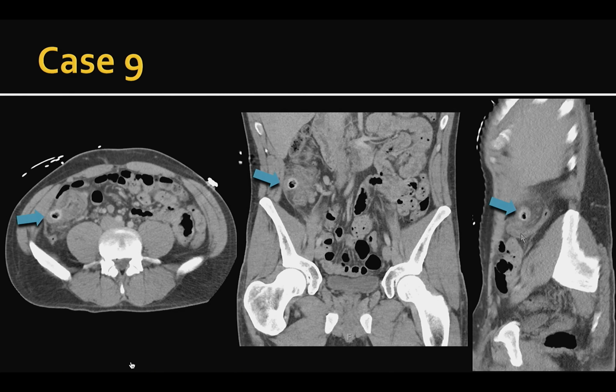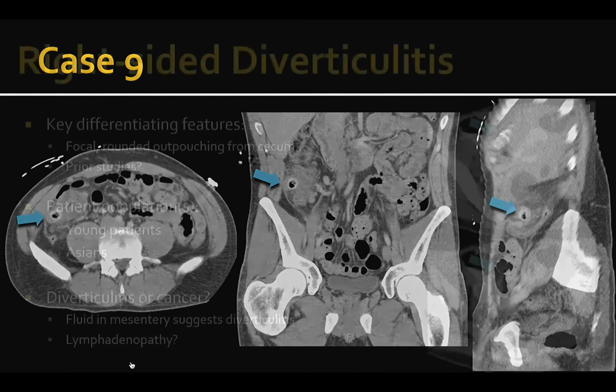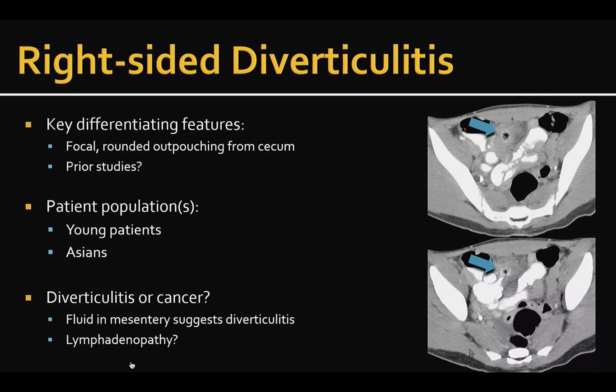And in retrospect, you can see that there's a rounded outpouching from the base of the cecum, and that the inflammation is really centered around that outpouching rather than the appendix itself, and this is a case of cecal diverticulitis. So in differentiating cecal diverticulitis from appendicitis, really the key feature is a focal rounded outpouching from the cecum. It may be helpful to look at prior studies to identify the diverticulum present previously.